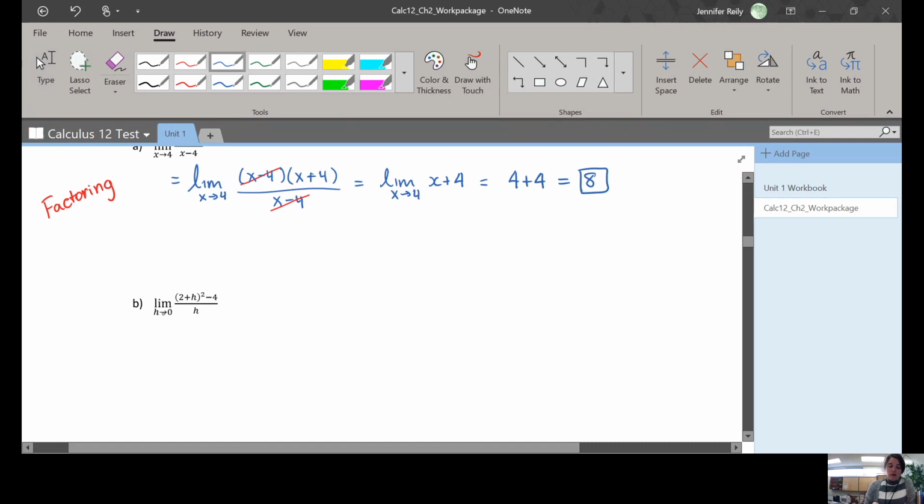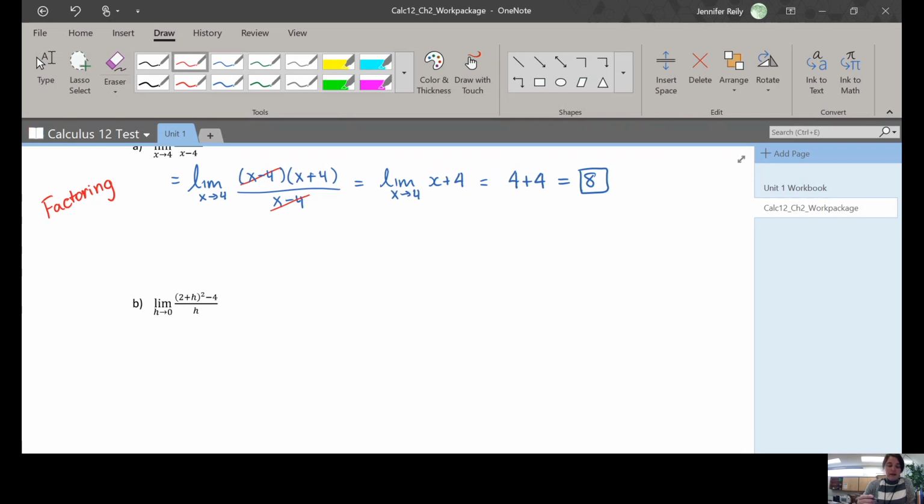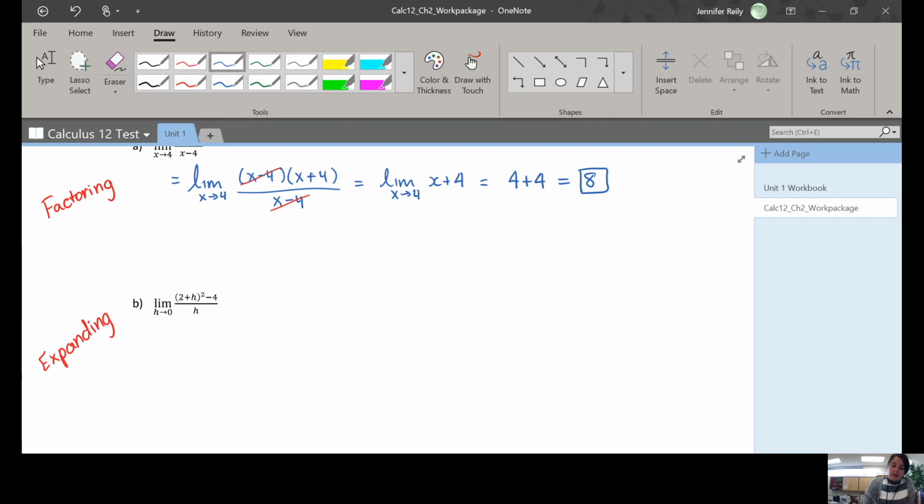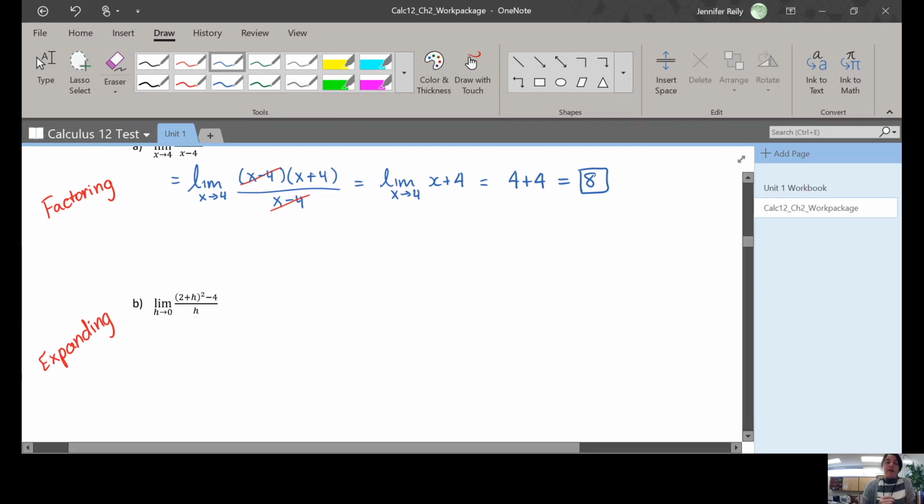Okay. So next one, this time we're having h as our variable. And in this case, it's kind of already factored in the top. You can actually solve this by a few different strategies, but we're going to do it by expanding. So we're going to expand. So right now we cannot plug in 0 because that would give us a 0 denominator. So we're going to just expand that numerator and see what happens. So when you expand, you have to FOIL. It would be 4 plus 4h plus h squared minus 4 all over h.